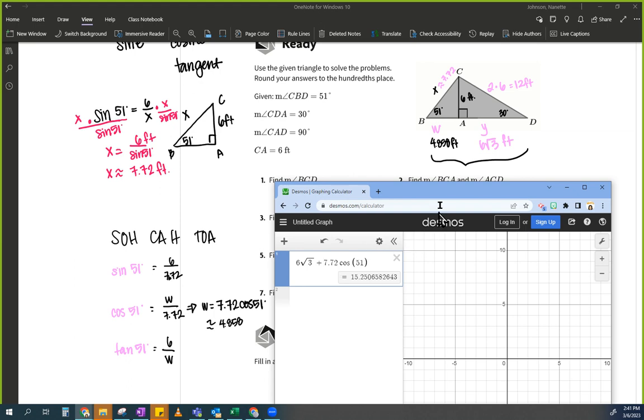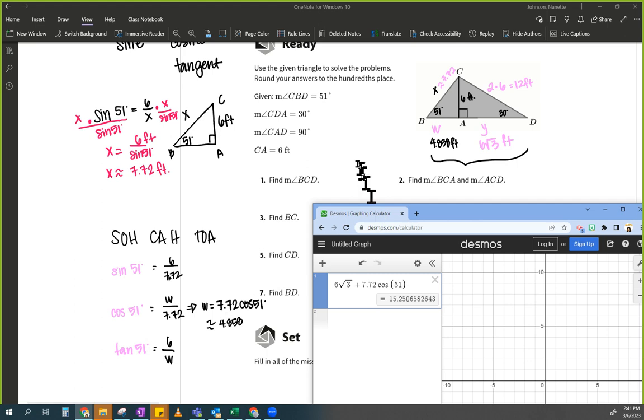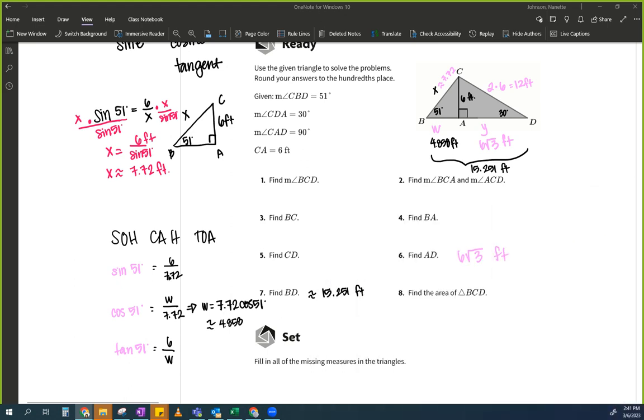Ms. Johnson, I notice you keep putting feet and stuff. I do, because when they give you units to use, you're supposed to be using units everywhere. And it triggers to me that this is a side, not to be confused with an angle. Okay, last but not least, now they want you to find the area of triangle BCD.